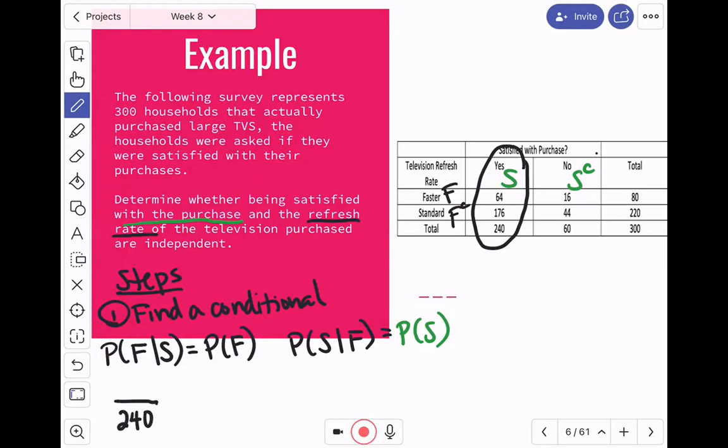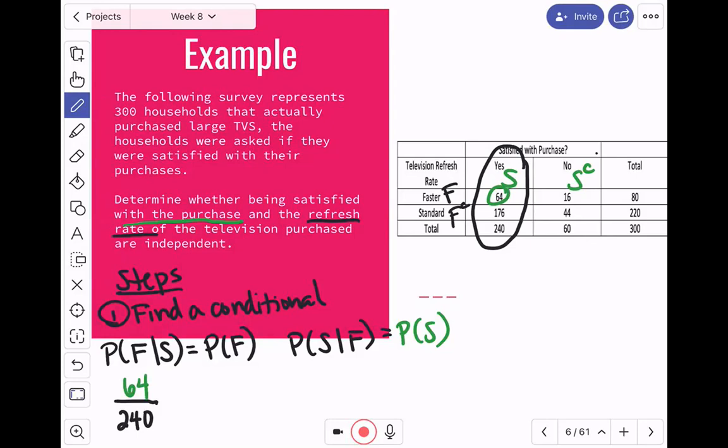I'm looking at only these 240 people that said yes. Out of those 240 people, who am I interested in now? The ones that said yes, and they had a faster refresh rate. So that's 64 people. That is the conditional probability of F given S. We okay with that?